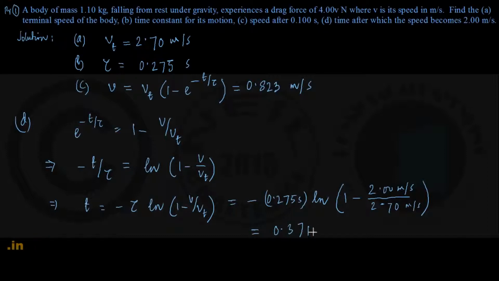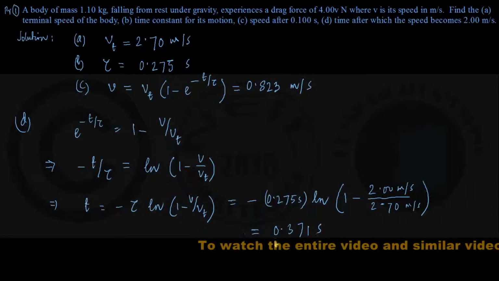Make the calculation and show that the value of t is coming out to be 0.371 second up to 3 significant figures, and this is the time after which the body attains a speed of 2 meters per second. This is part D of this question.